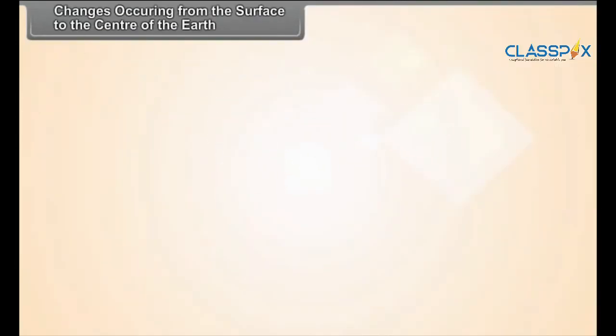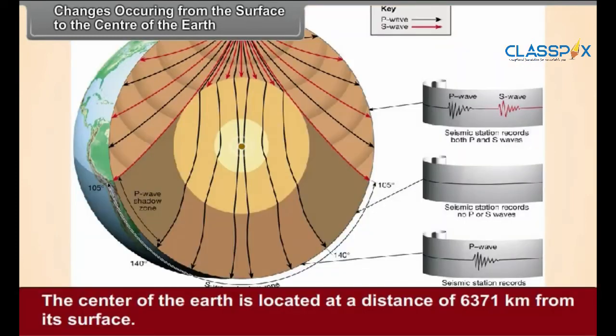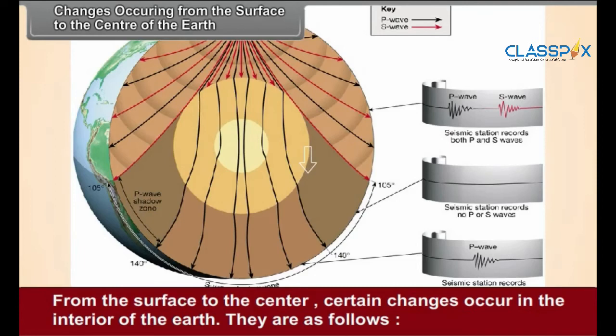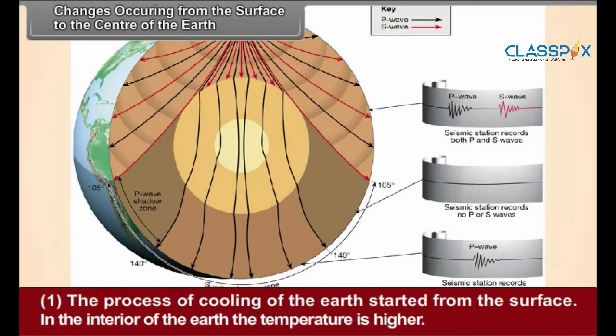Changes occurring from the surface to the center of the earth. The center of the earth is located at a distance of 6,371 kilometers from its surface. From the surface to the center, certain changes occur in the interior of the earth. They are as follows.